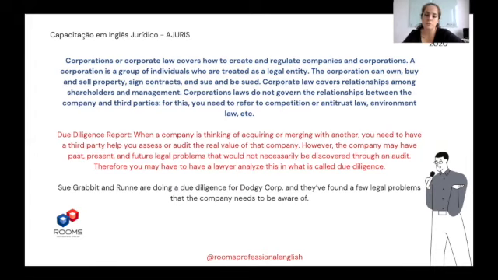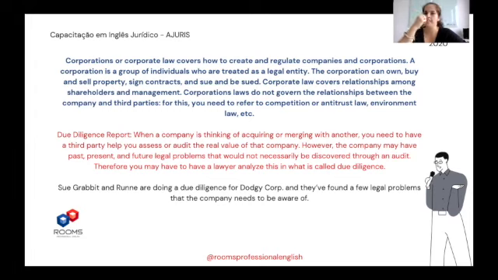Corporate law covers relationships among shareholders and management. Corporations' laws do not govern the relationships between the company and third parties. For this, you need to refer to competition or antitrust law, environment law, and so forth. We will have here a due diligence that took place in a company. You know what is a due diligence?